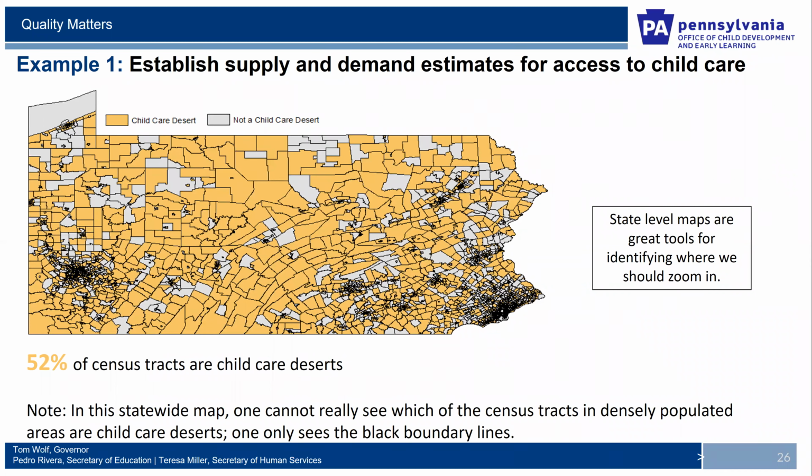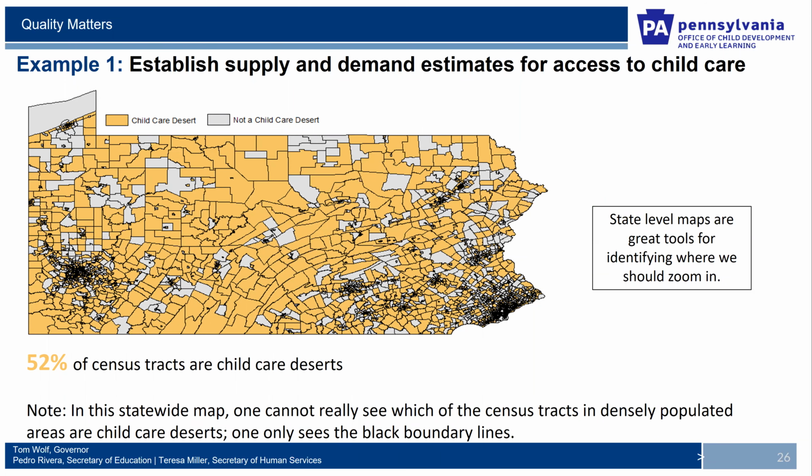For this example of establishing supply and demand estimates for access to childcare, we see the visualization of the results for Pennsylvania. The orange areas on the map are the tracts identified to be childcare deserts. The gray areas are the tracts that are not. In Pennsylvania, 52% of census tracts are childcare deserts.